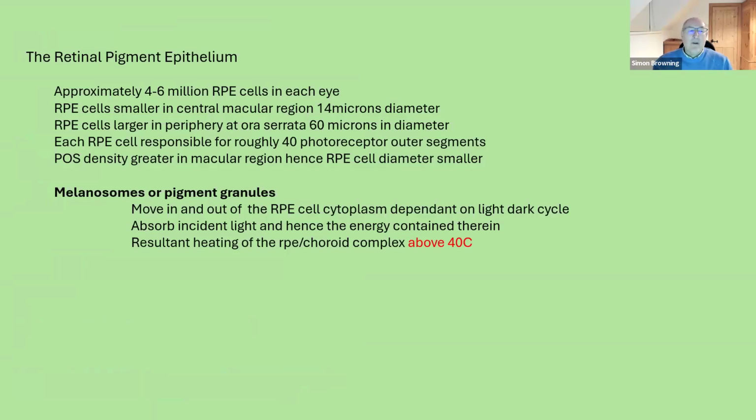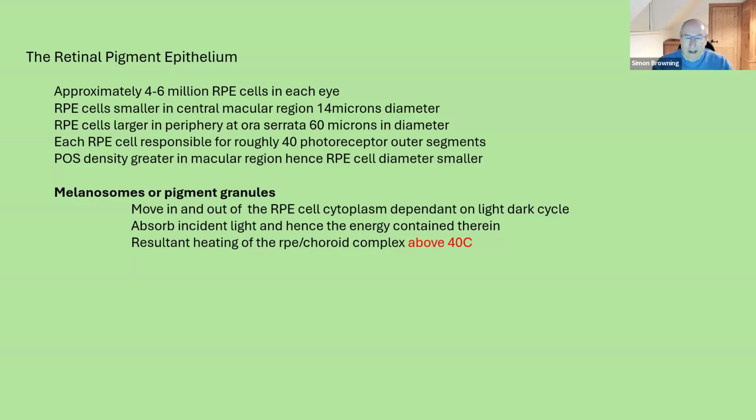Within there, as I said, we have melanosomes or pigment granules, and they move in and out of the cytoplasm. They're rather clever. When you open your eye in the morning and light floods in, those melanosomes will move towards the inner surface. So they're right at the top of the cell, absorbing the light that comes in straight away and absorbing the energy from that light coming in right at the top of the cell to protect the cell structures underneath from ultraviolet light damage. The trouble is they absorb all that light energy, and that causes the heating up of this layer.